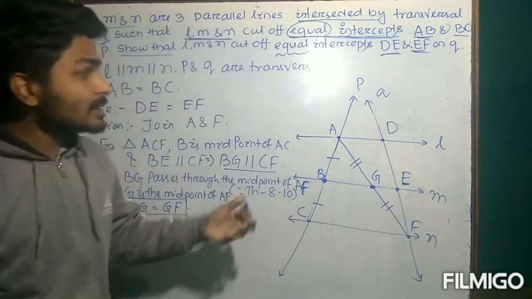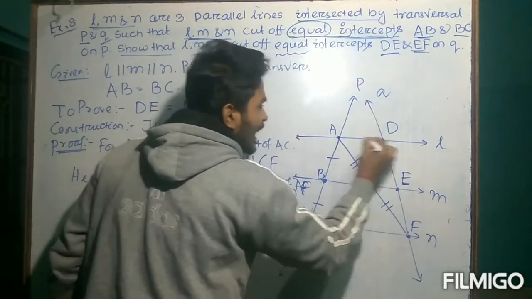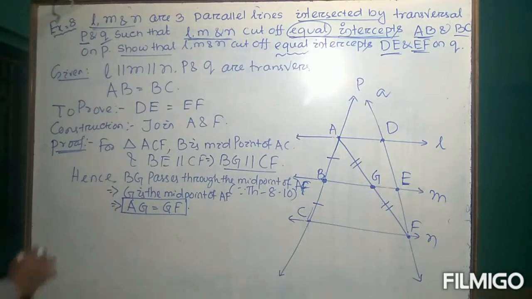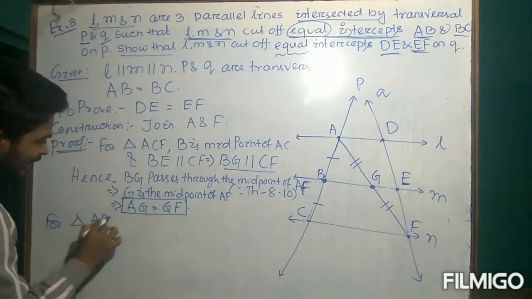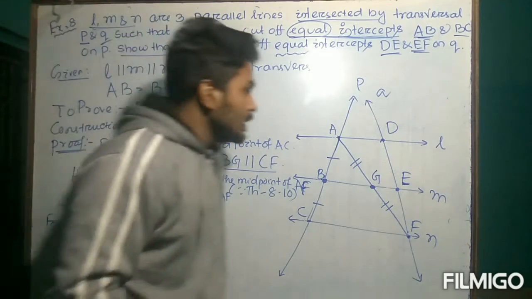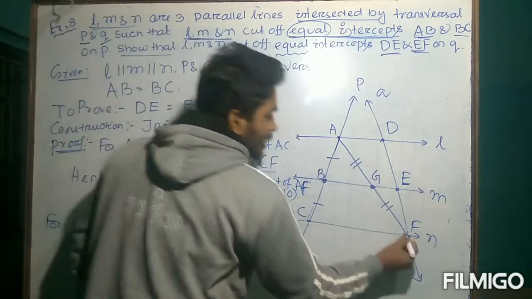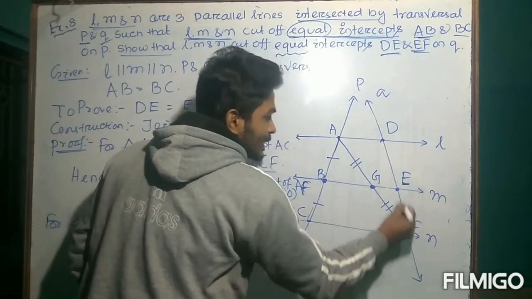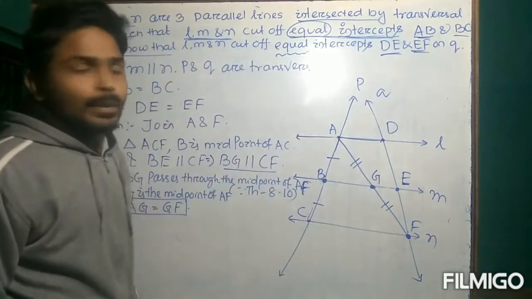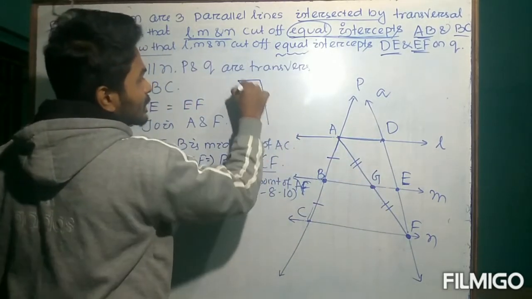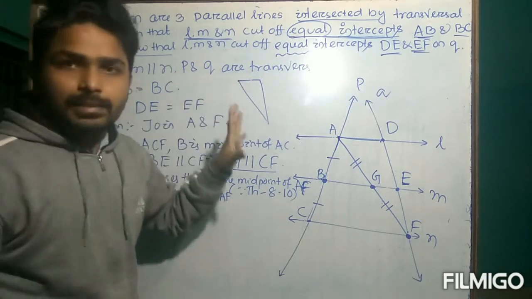Okay, so next we will consider another triangle, the triangle ADF. Again, for this triangle ADF, this is the vertex, this is one side, this is another side, this is the base. These are the three vertices and three sides.